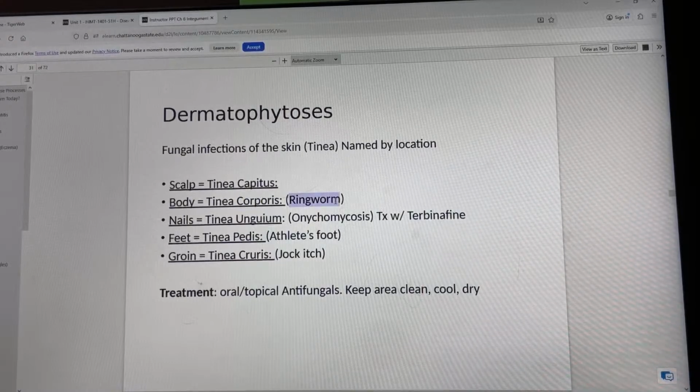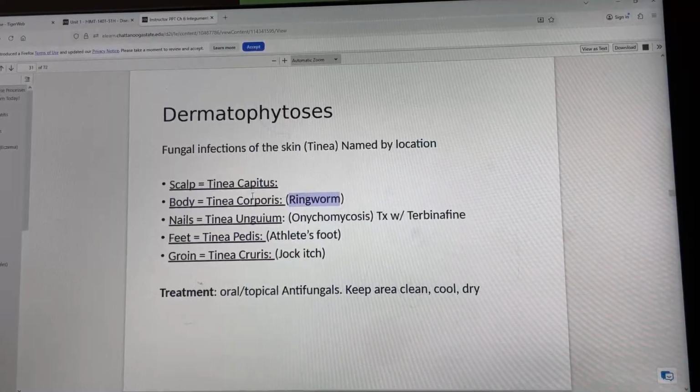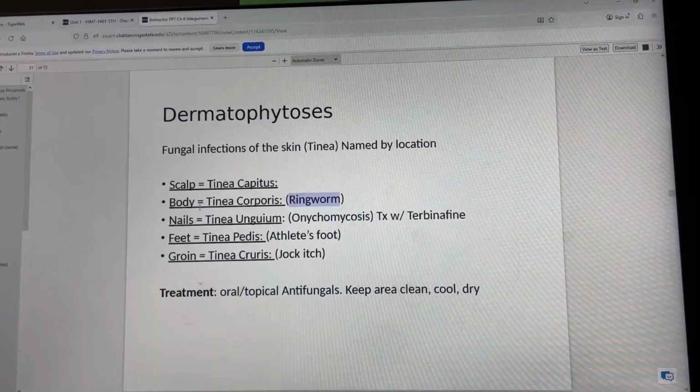Another name for that is ringworm. That's the common street name for it. Ever heard of ringworm? A lot of people get confused by this name because they think a worm is causing it. There are no worms involved in ringworm, okay? There's not a worm living in you. I don't know why they call it ringworm. It's very confusing. It's just fungus on the surface of the skin.